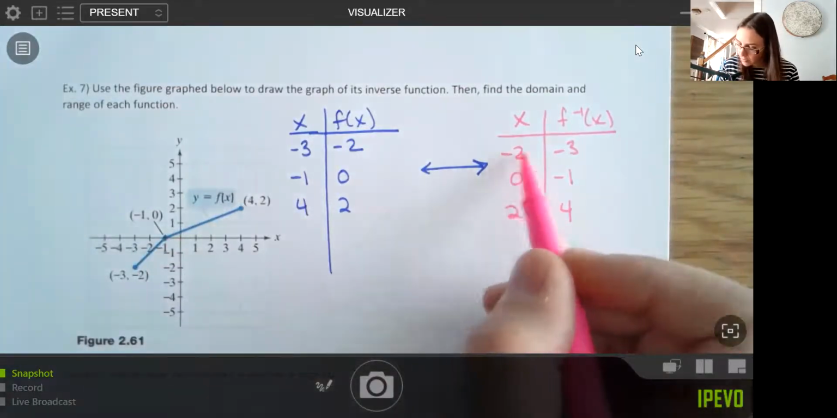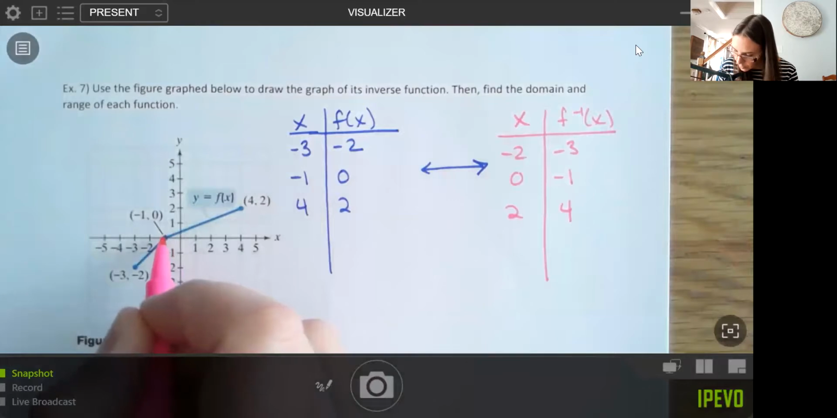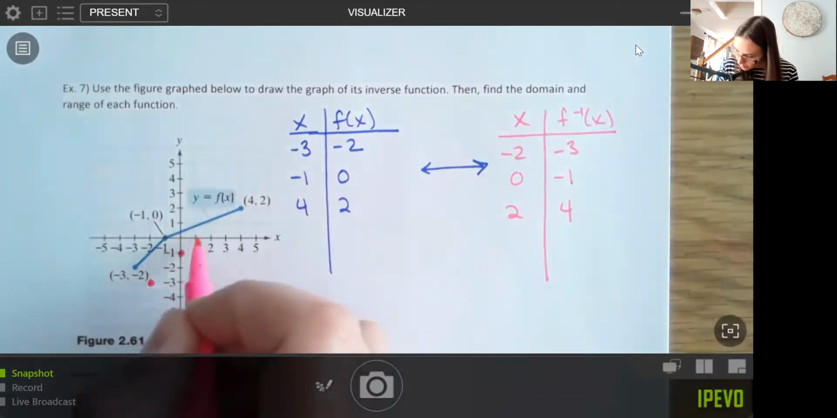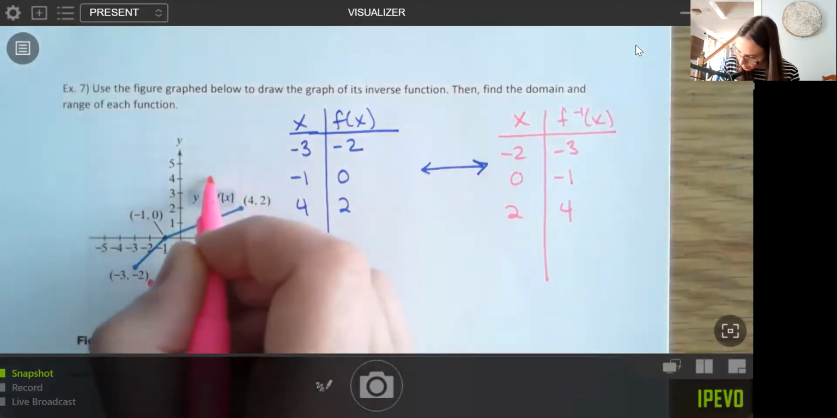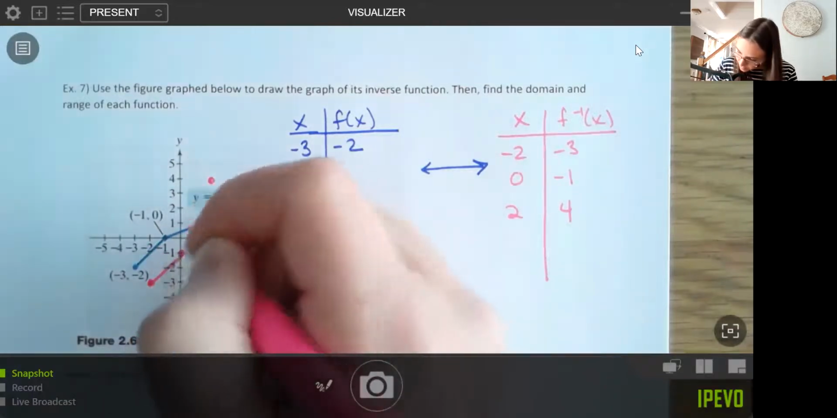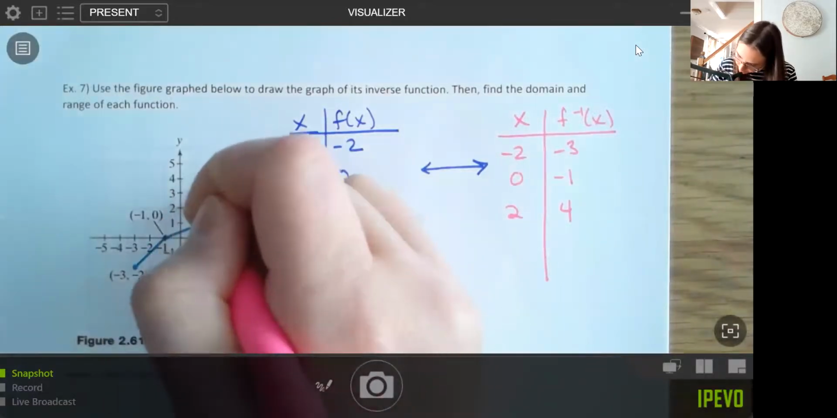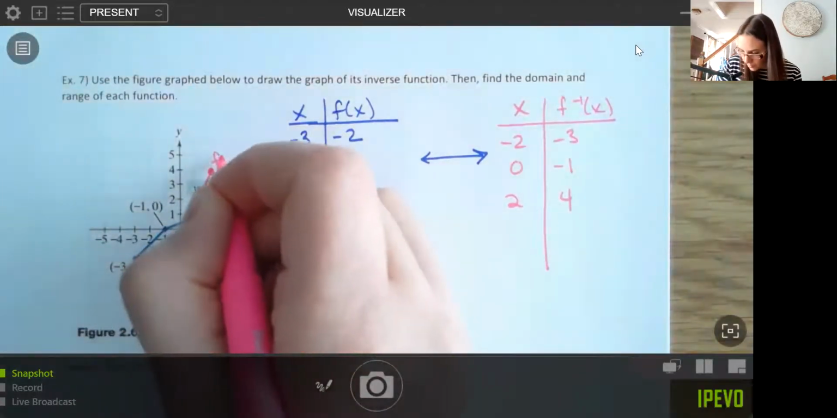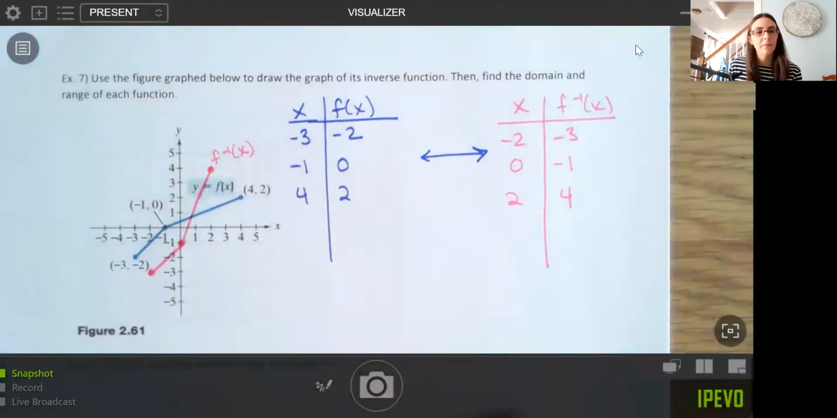So I have (-2, -3), then (-1, 0), and then I have (2, 4). And again, I'm going to copy the shape. So I have a line segment here, and then a line segment here. So this is your inverse function in pink.